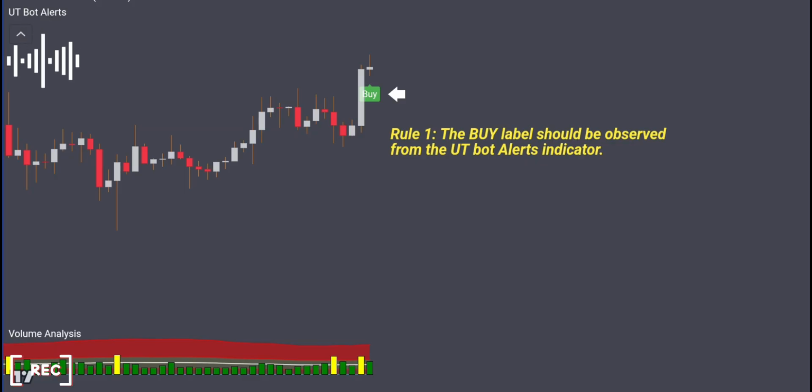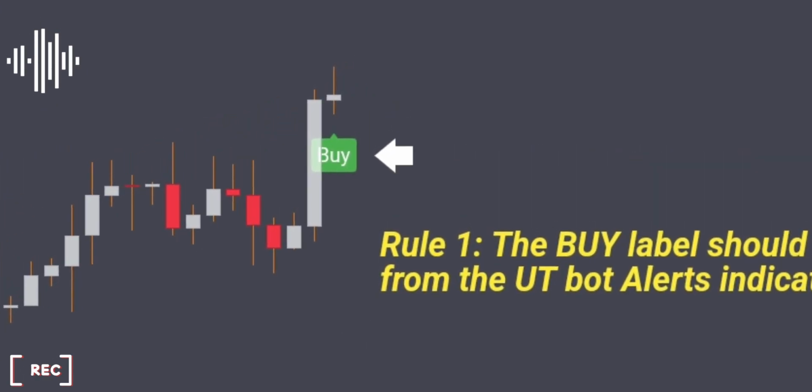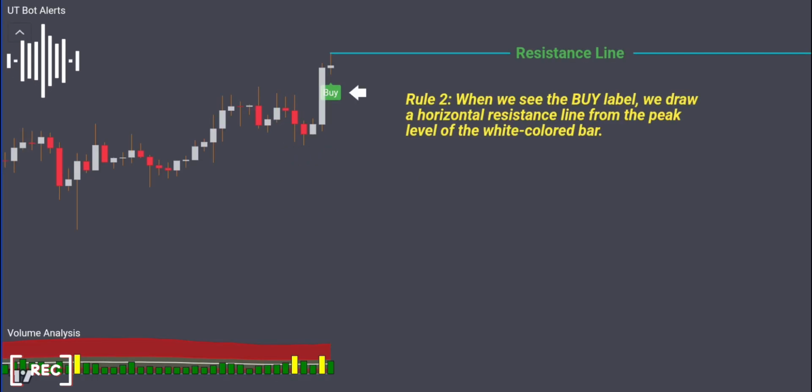Rule 1. The buy label should be observed from the UT Bot Alerts indicator. Rule 2. When we see the buy label, we draw a horizontal resistance line from the peak level of the white-colored bar.